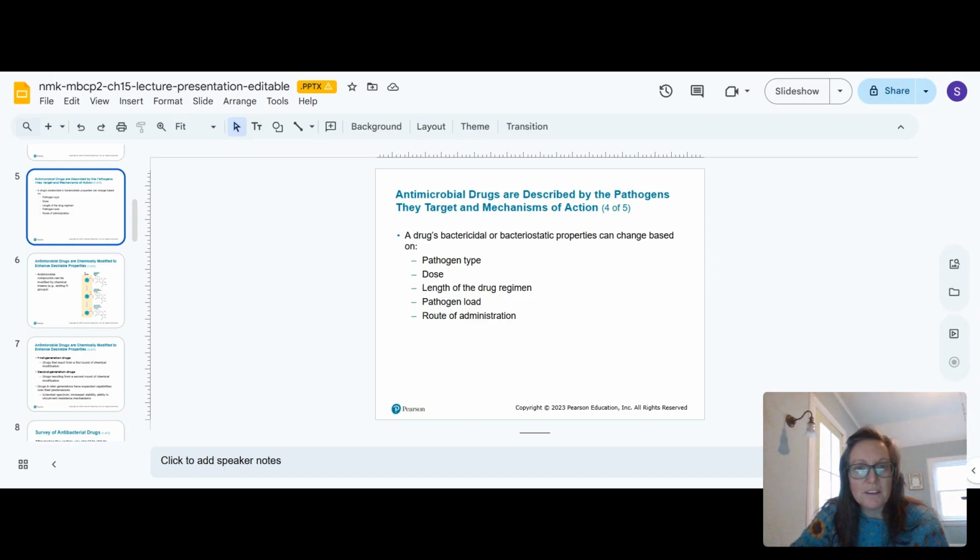So a drug's bactericidal or bacteriostatic properties can change, and that is, the drug's properties will be different based on what pathogen it's targeting, the dose of the drug, the regimen of that antimicrobial agent, how long it is being prescribed for, the way of administration, and the pathogen.